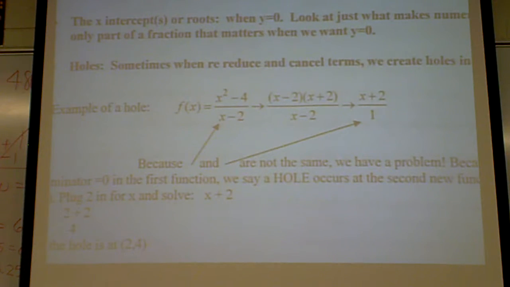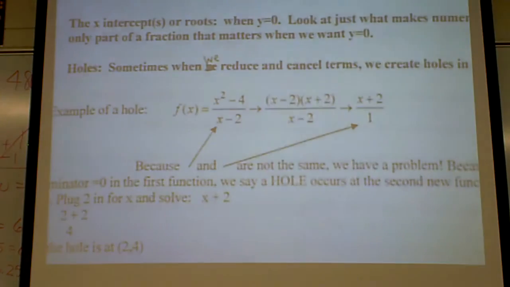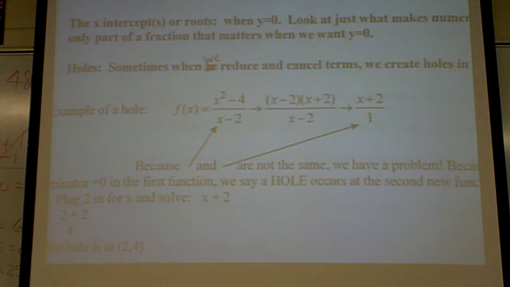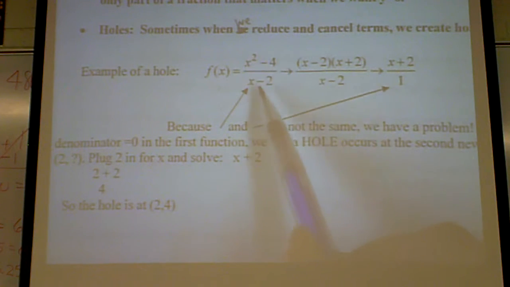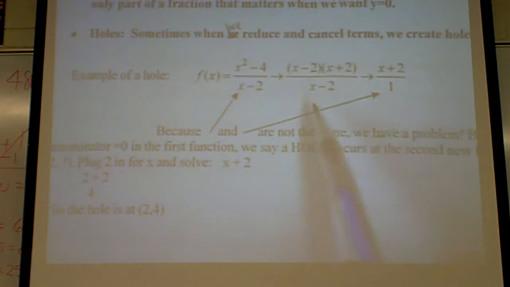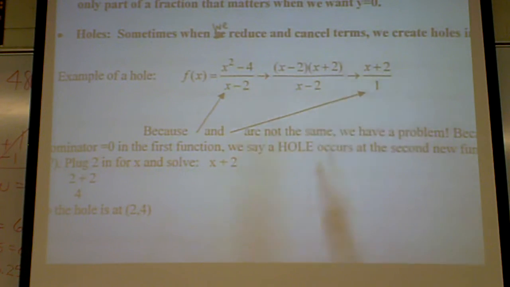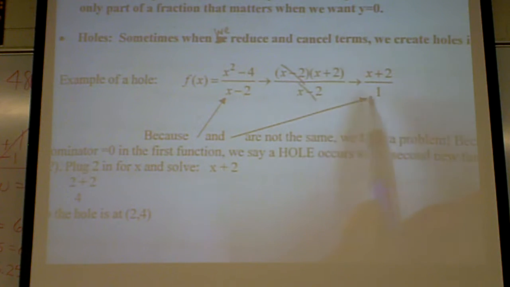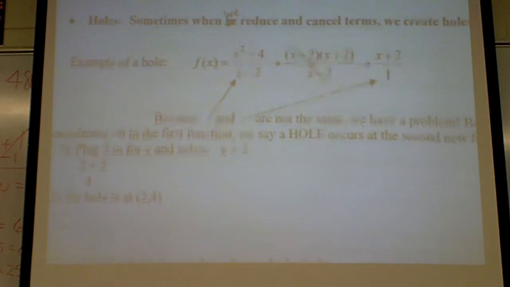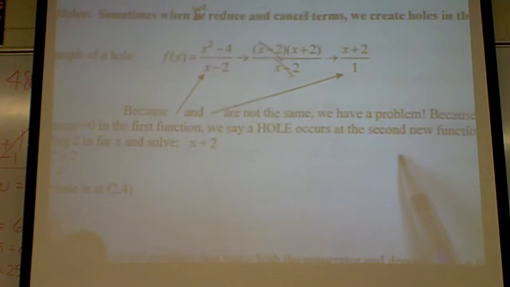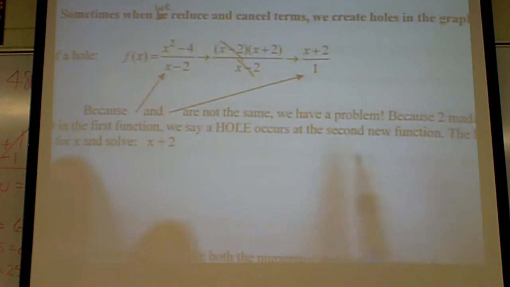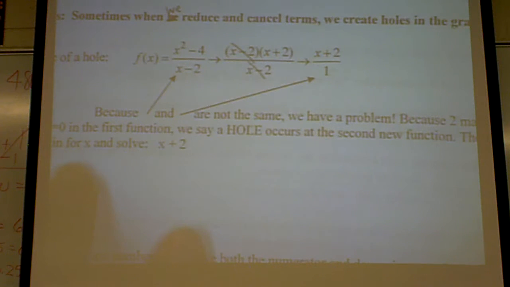And sometimes there are holes. An example of a hole would be right here. We have f of x equals 2x squared minus 4 over x minus 2. When we reduce this, we factor the top and get x minus 2, x plus 2, over x minus 2. These two terms cancel, so you're left with x plus 2. But since these two are not the same, then we have a problem. 2 makes the denominator 0, and we can't have 0 as a denominator.